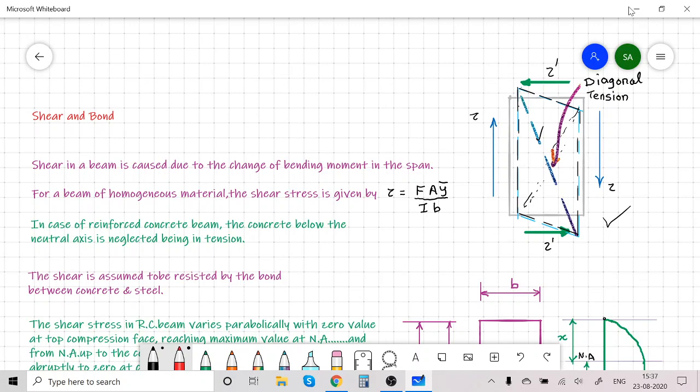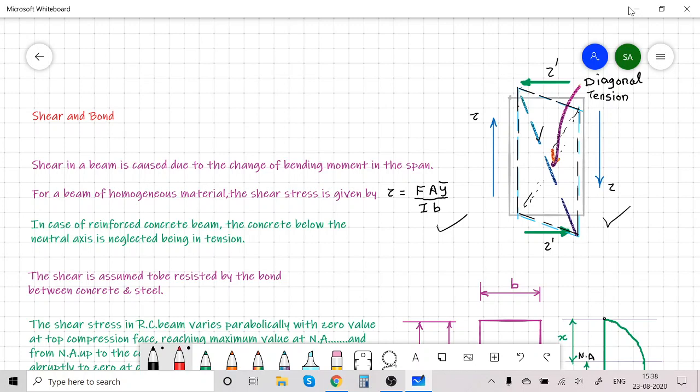And to resist that diagonal tension, we must provide steel reinforcement, which is called shear reinforcement. The shear reinforcement may be in the form of stirrups, vertical or inclined, or bent up bars. We know that the shear stress produced in a beam is tau = F A ybar / I b. This we studied again in mechanics of structure, in the chapter bending and shear stresses in the beam.